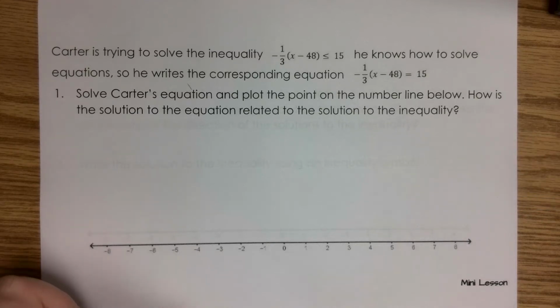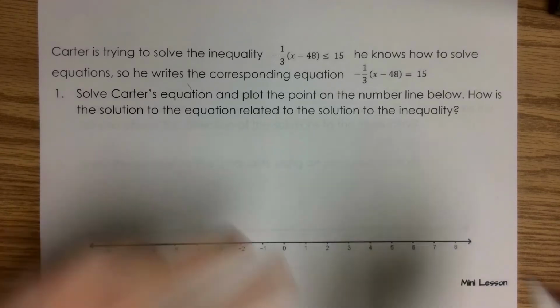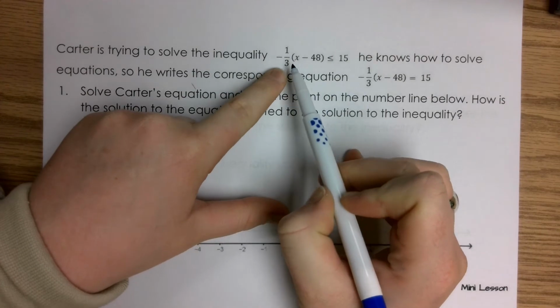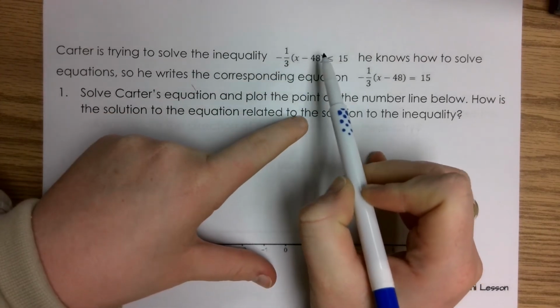Today, we will be describing the solutions to an inequality by solving the related equation and then reasoning about the values that make the inequality true. So just like last unit where we were combining or simplifying expressions and solving equations, we're going to solve this as if it's an equation and then think about what this symbol means and what makes that true.